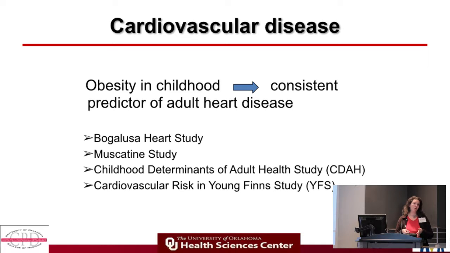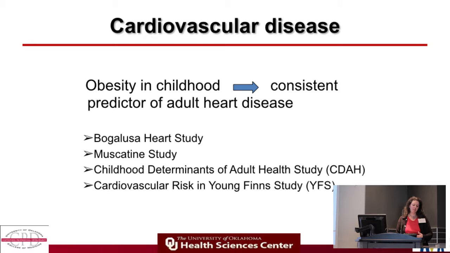I'm a pediatrician because I wanted to be involved in prevention. And so, if we can make an impact now, then that's what we need to do rather than wait. But these 4 studies listed here, the Bogalusa Heart Study, the Muscatine Study, the CDAH, and the Young Finn Study, all have tracked kids longitudinally who were obese and looked at what cardiovascular risk factors they had in childhood and looked to see how that tracked into adulthood.